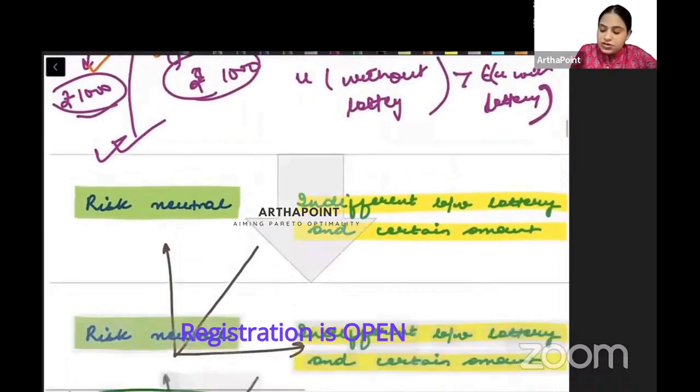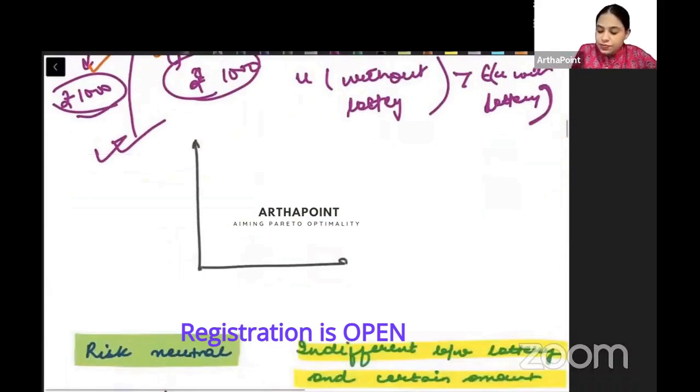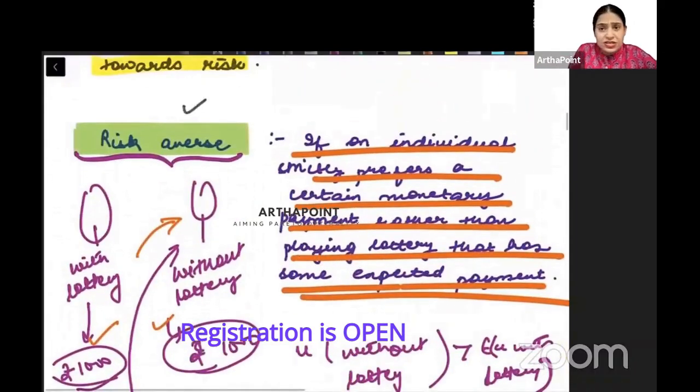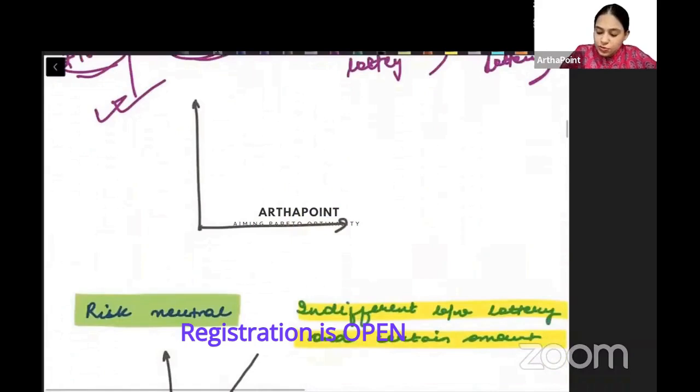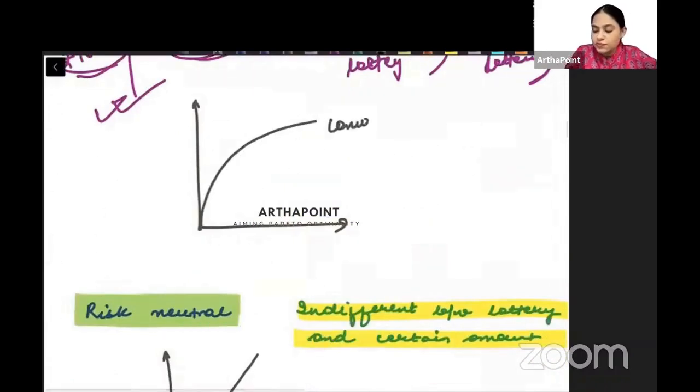And for a risk averse individual, we know that the utility function is concave. ये हमें बात पता है. He prefers a certain amount to an uncertain amount. और ऐसा क्यों हो रहा था?